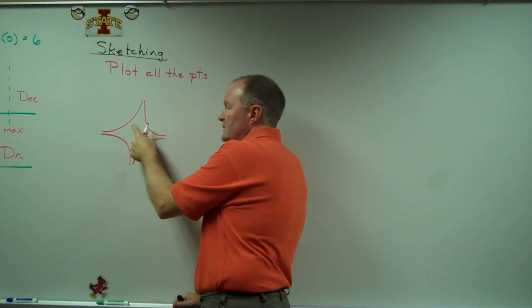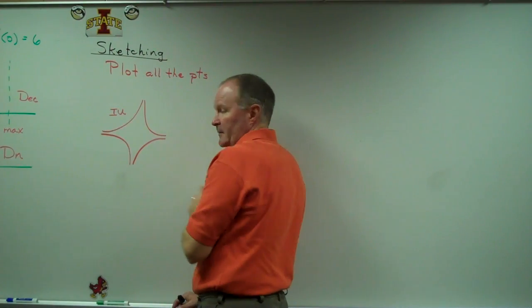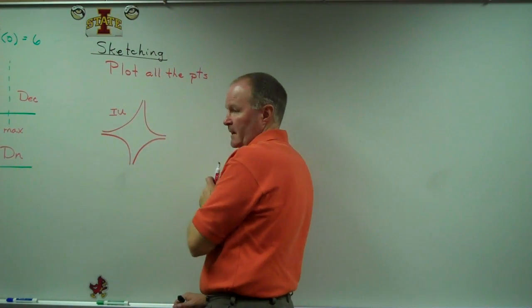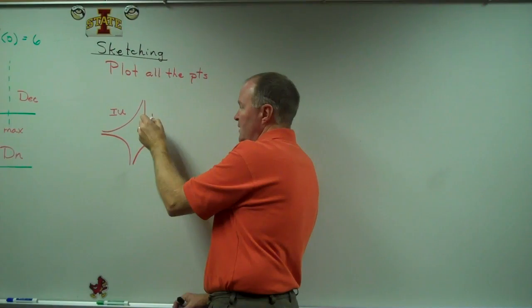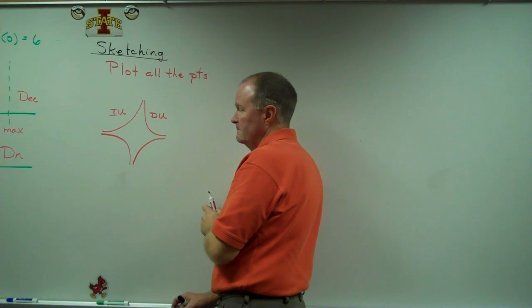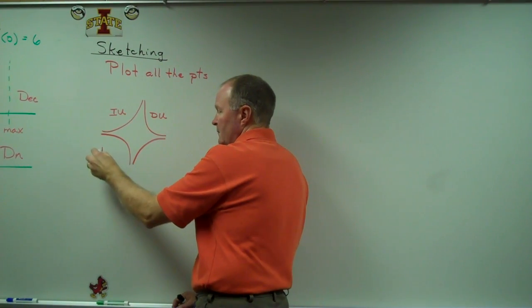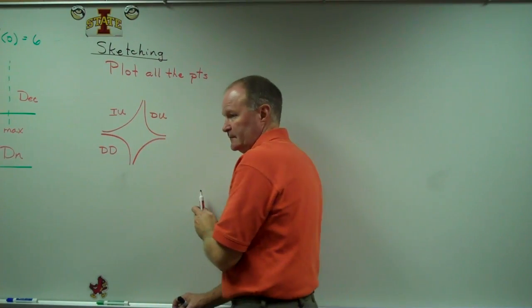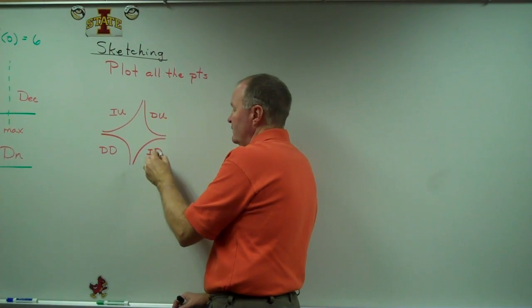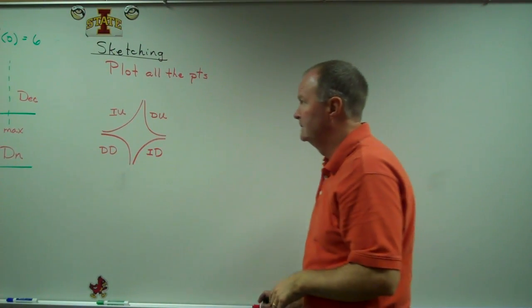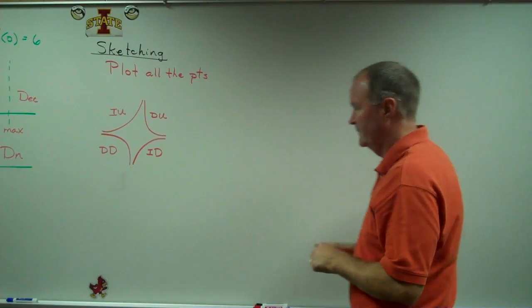This section right here is an increasing function that is concave up. Increasing, concave up. The one over here on the right is decreasing, but it's also concave up. The one on the bottom left is decreasing, but concave down. Over here, it's increasing and concave down. When you go connect your dots, cross-check this.